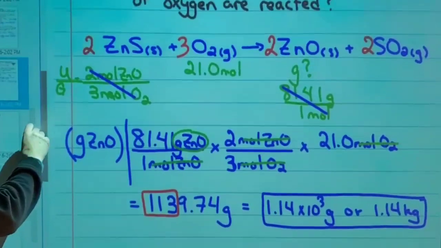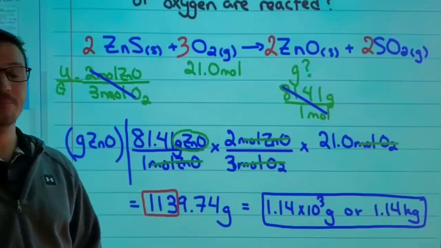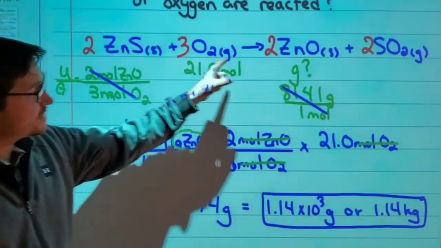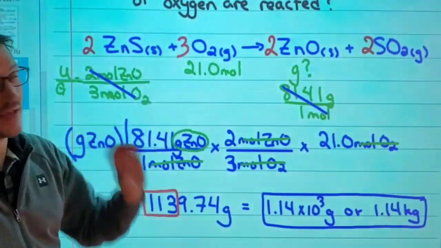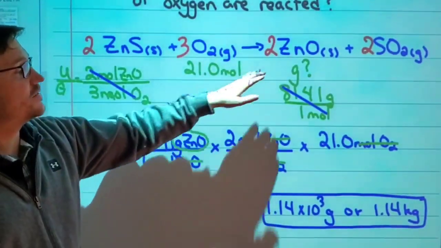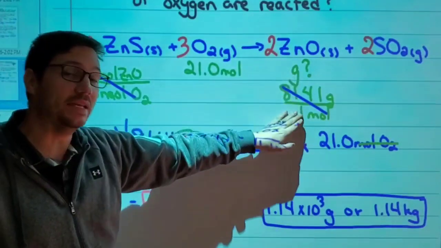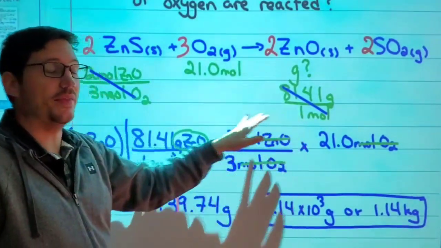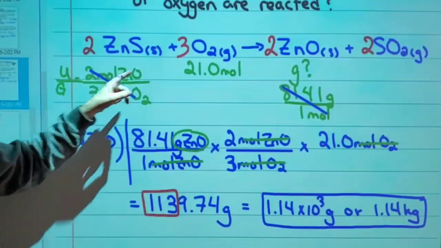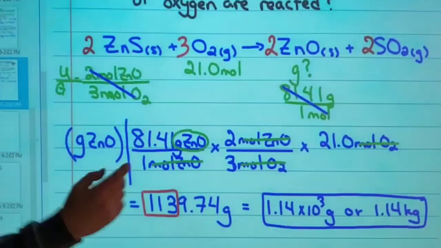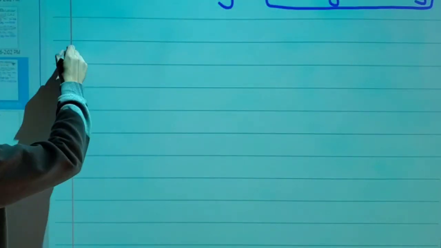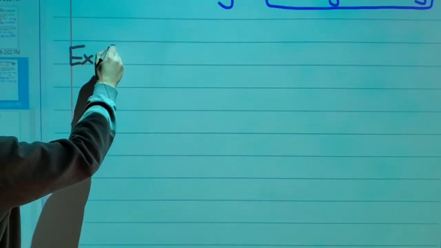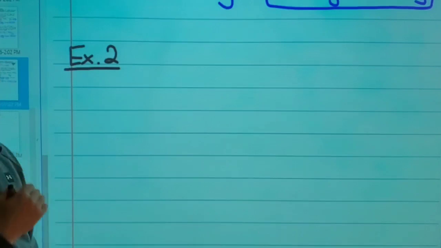So it's the same thing that we were doing yesterday. We need a balanced chemical reaction. If it gives us moles, that's not a problem. If it gives us mass or asks for mass, we need the molar mass. And then, as always, you need the molar ratio to convert between the two. Let's try another example. Example number 2.